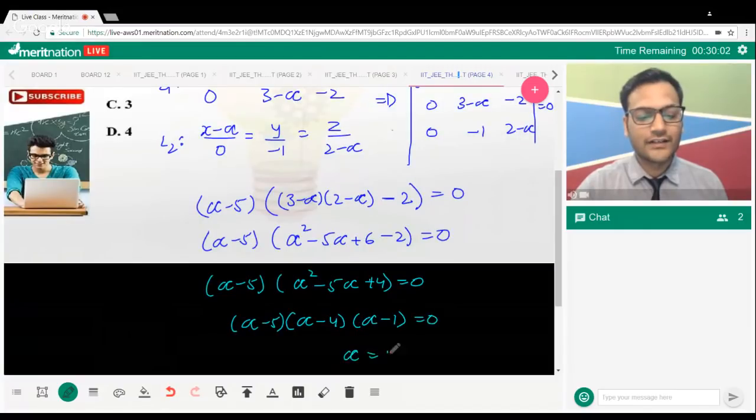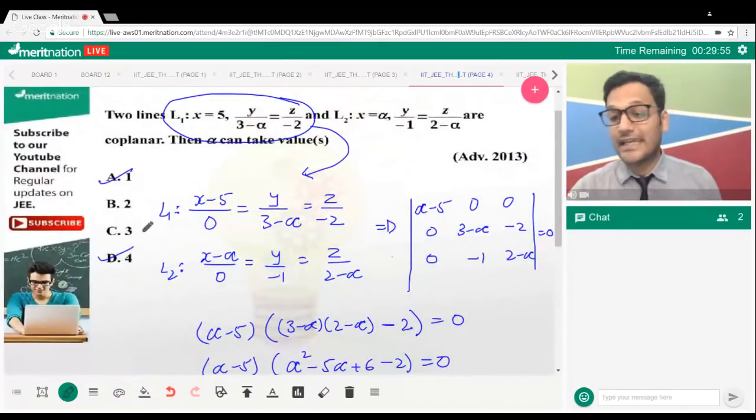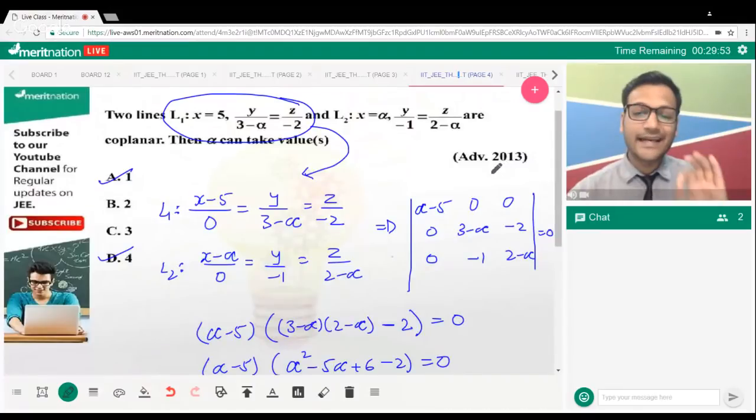You get the value of alpha as 1, 4, and 5. From the options, 1 and 4 are the only options possible over here. So 1 and 4, A and D will be the answer to the question. So JEE Advanced, a direct question on what? Just this determinant. You must know this.